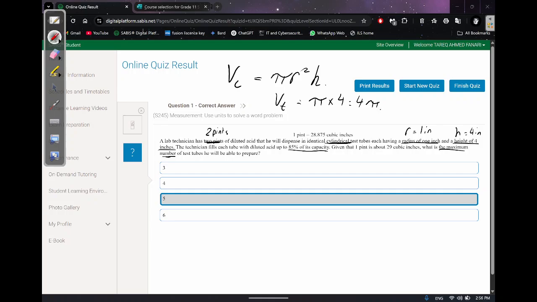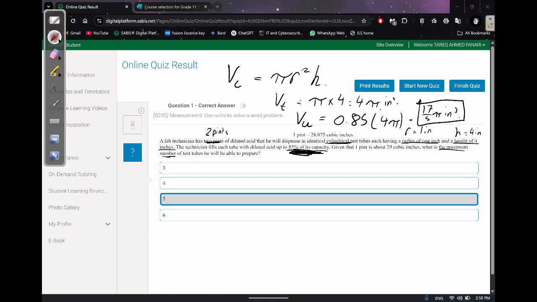However, remember, he said it was filled to 85% of its capacity. So the actual capacity being used, let's write V used, Vu, is 0.85, or 85 over 100, times 4 pi, which equals 17 over 5 pi cubic inches. This is the volume that is actually being used. This is what we need, right?